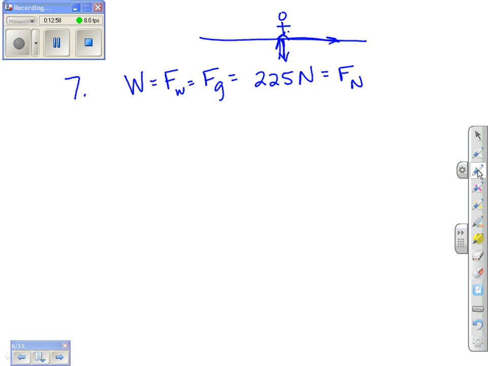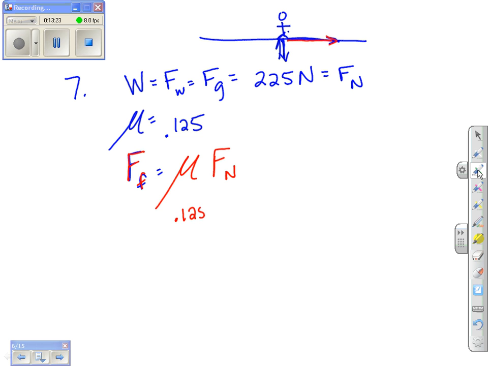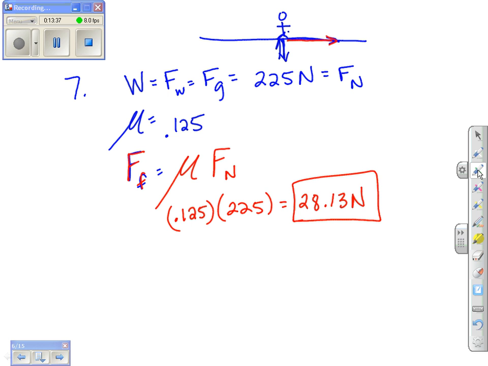So those are the same direction. The coefficient, which is mu, in a sliding force is 0.125. And they want us to find our frictional force. So they want us to find, and let's make that F, this force. Okay, so the formula for that is mu times F of n, which we can say 0.125 times our 225, which would give me an answer on number 7 as 28.13 newtons. And that's our frictional force.